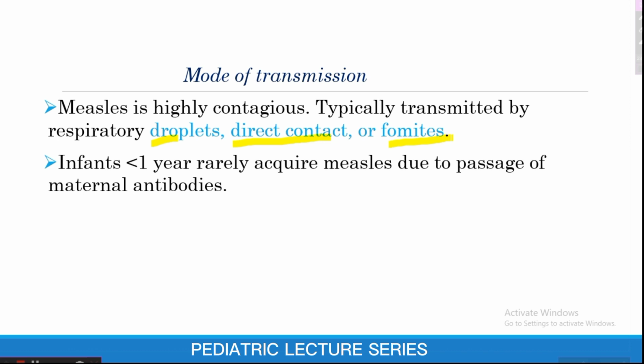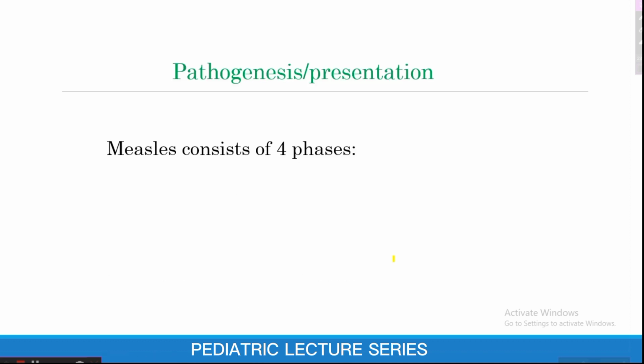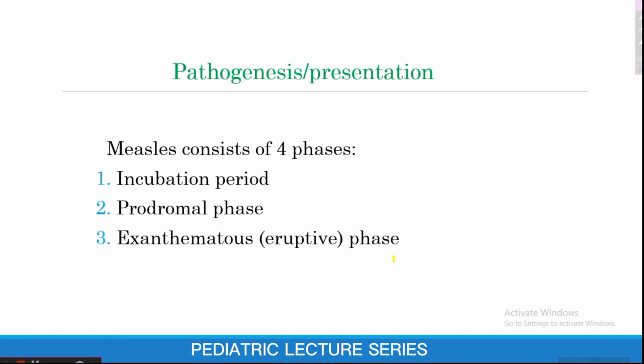Infants less than 1 year rarely acquire measles due to the passage of maternal antibodies, like I've mentioned before. Face-to-face contact is not necessary for you to get infection because the viable virus may be suspended in the air for as long as 1 hour after the source case leaves the room. The pathogenesis of measles is divided into 4 phases: the incubation period, prodromal phase, eruptive phase, and then recovery or convalescent phase.